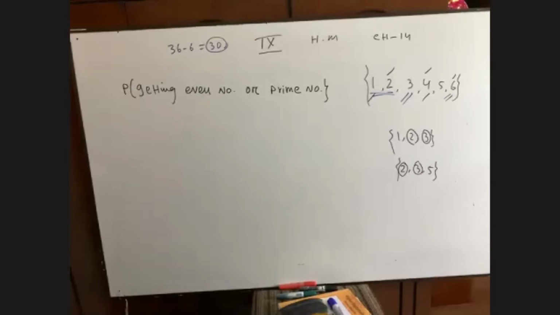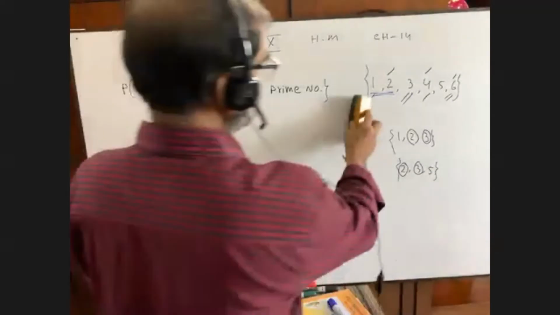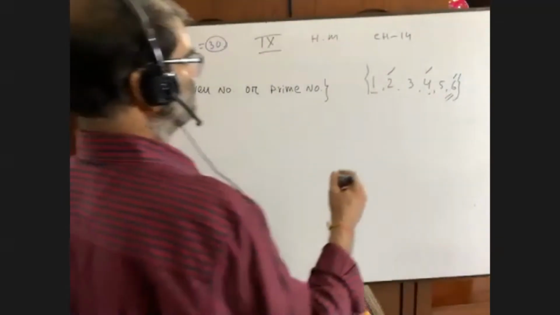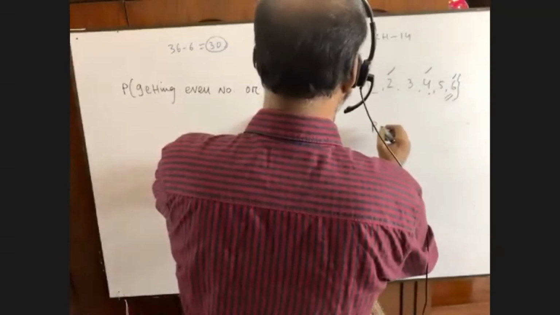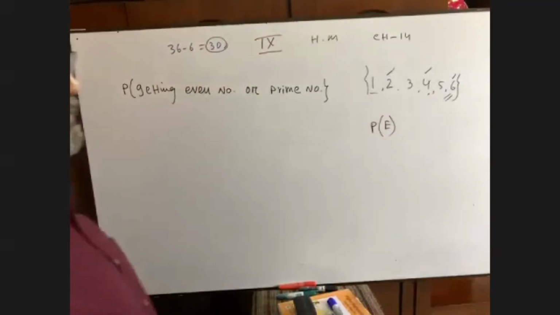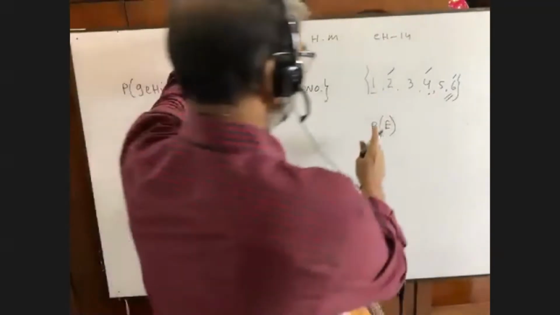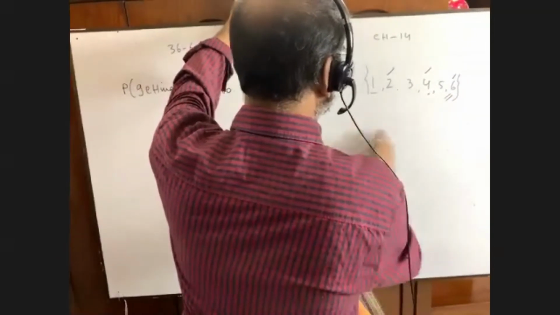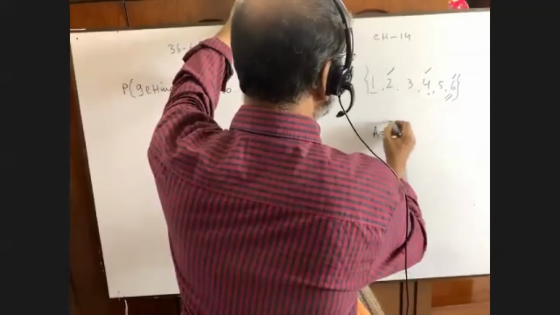Let me know. 5 by 6, sir. How have you done it? Even numbers 2, 4, 6 and prime numbers 3 and 5, and there is OR, so it can be this or this. Let E stand for even, right? Okay, very good.